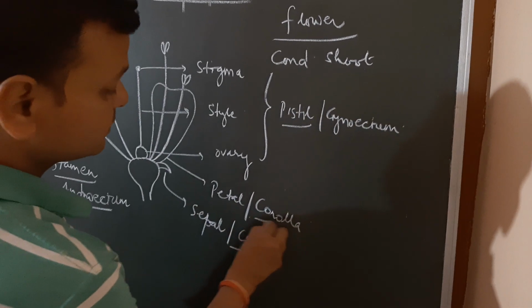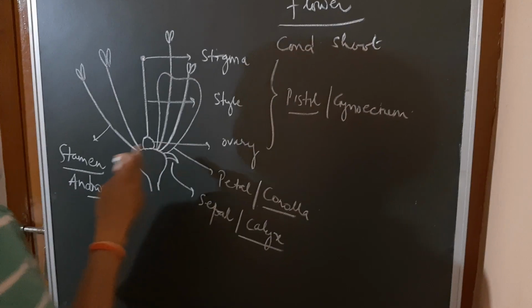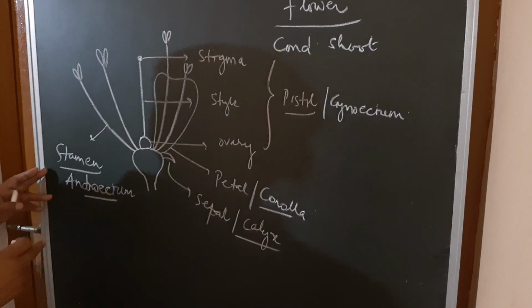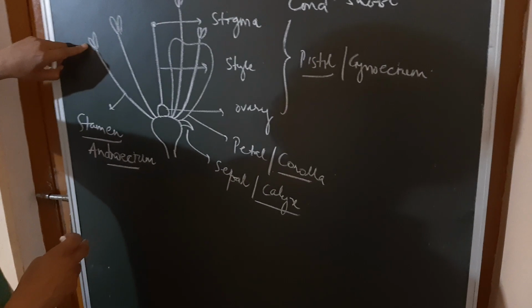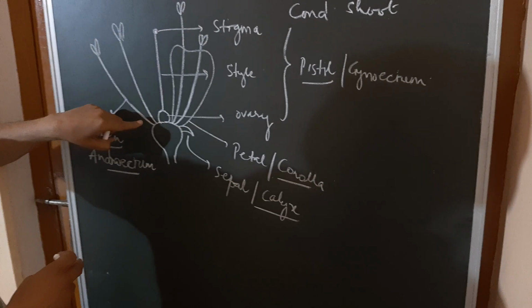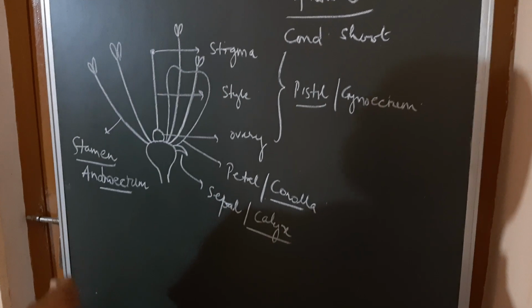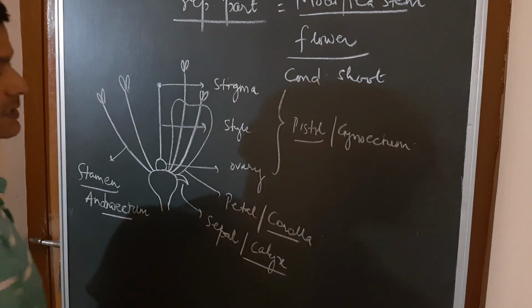The outermost is the calyx, the group name, and a single individual is called a sepal. Then inner to it is the corolla, a single one is called a petal. Then inner to it is the male part, which is the stamen, also called the androecium in a group, where this upper part is called the anther, and this long slender structure is the filament, and the innermost one is the pistil, the group of which is called the gynoecium.